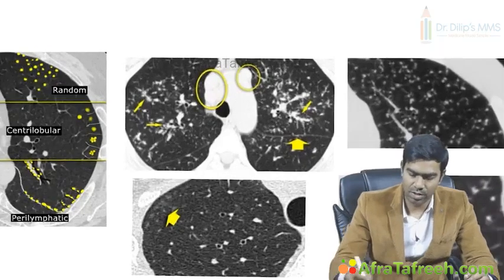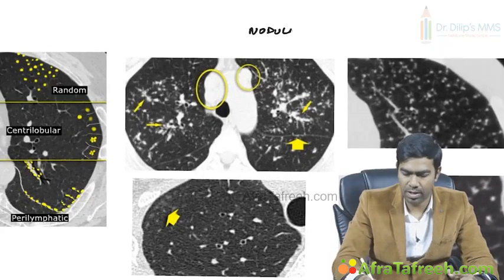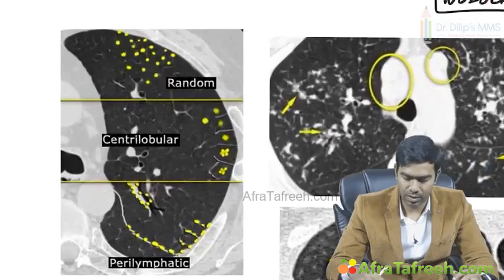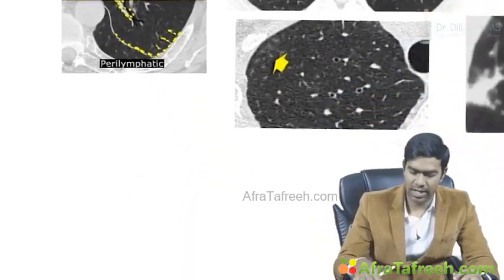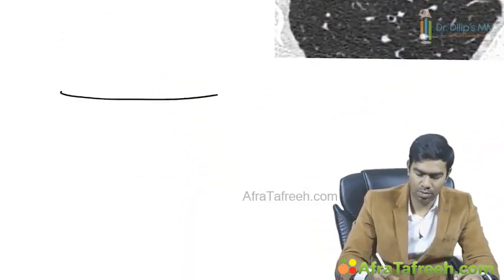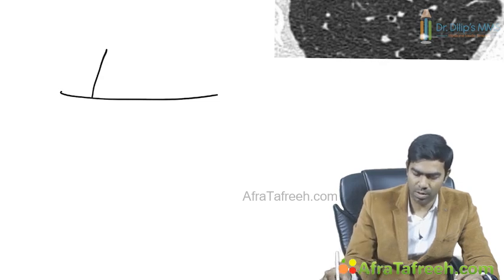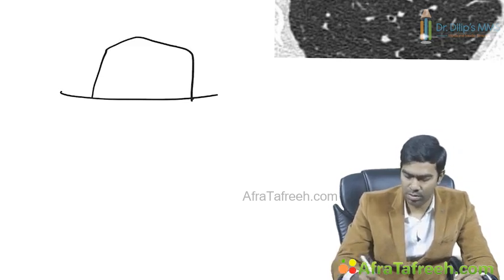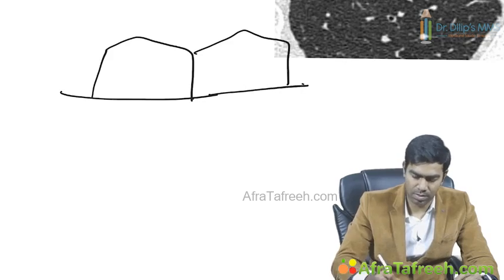So what is the next pattern we are going to see? The next pattern is the nodular pattern. As I told you, again I can take a secondary pulmonary lobule and show you where you will get a nodular pattern. So this is a secondary pulmonary lobule. I am drawing this once again. Suppose I have two secondary pulmonary lobules.